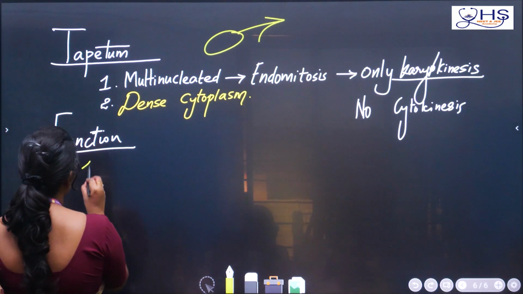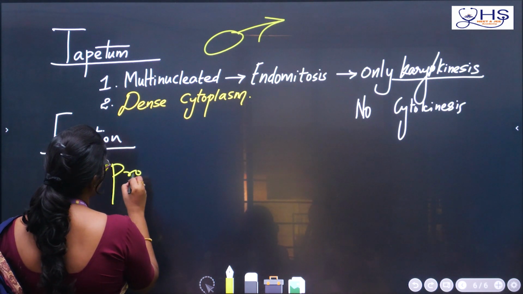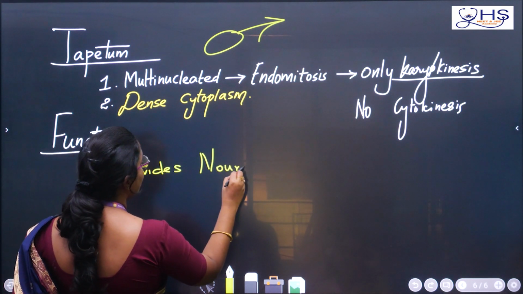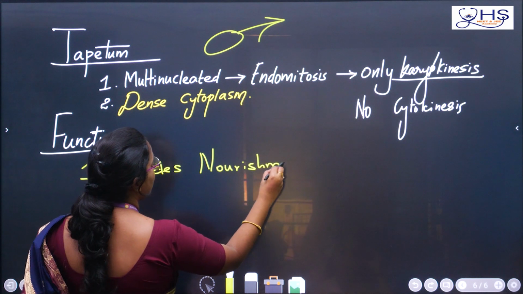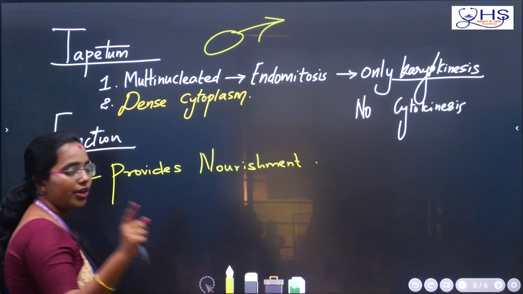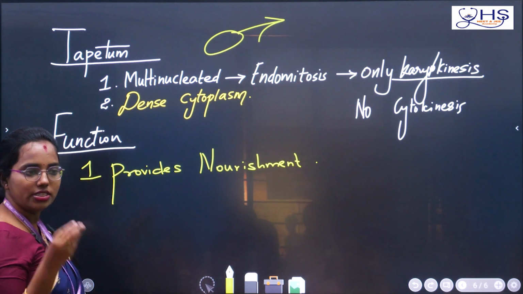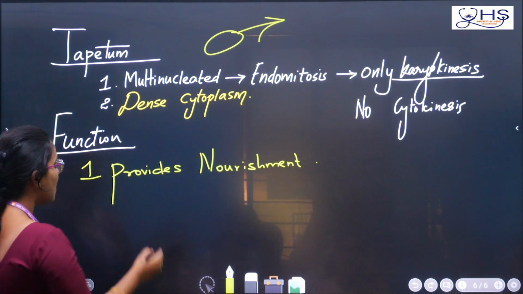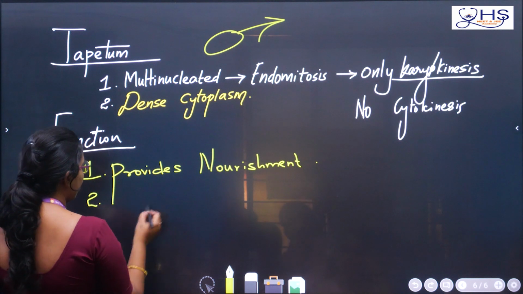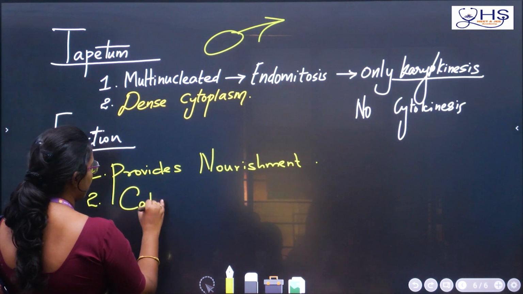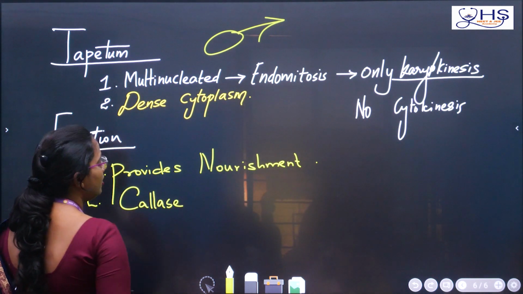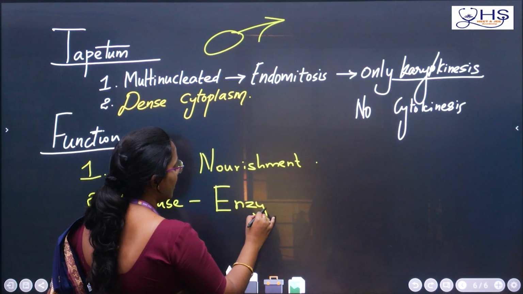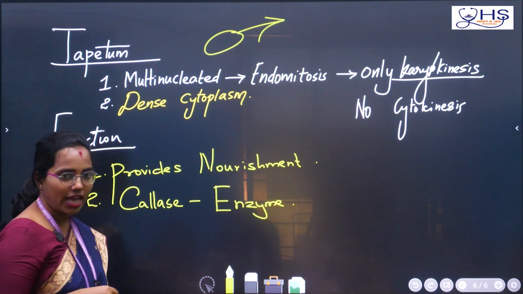Point number 1: it provides nourishment to the developing pollen grains. It always feeds them and makes them grow again and again. And the second point is it secretes one enzyme called callase. What is the callase enzyme? Why does it have to produce the callase enzyme?